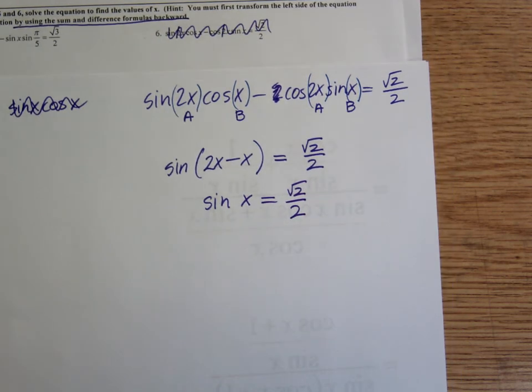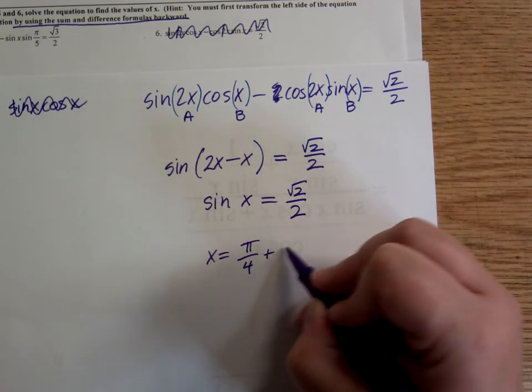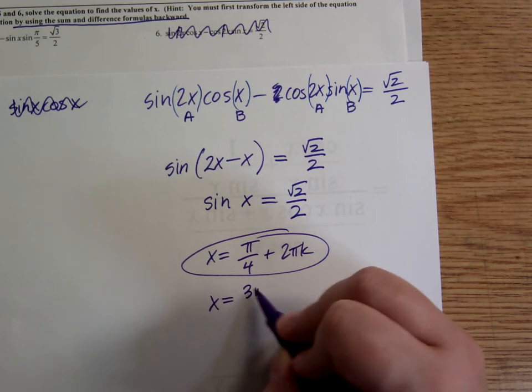All right, so we need to know where the sine is equal to square root of 2 over 2. Well, that happens at positive pi over 4. It also happens at 3 pi over 4. So x is pi over 4 plus 2 pi k. x is 3 pi over 4 plus 2 pi k.